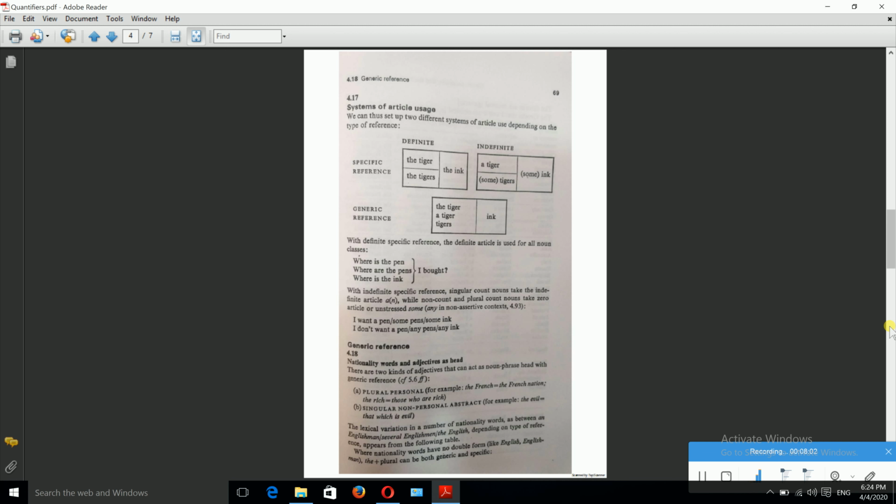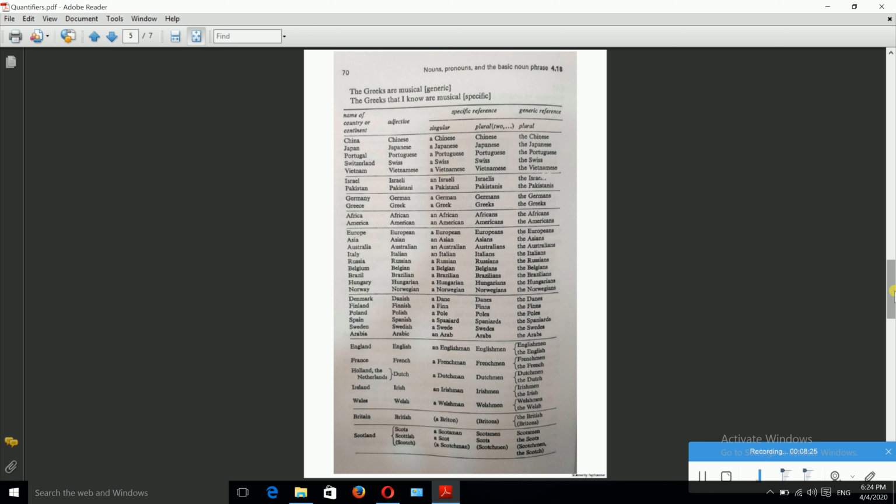Where nationality words have no double form, like English and Englishman, the plus plural can be both generic and specific in reference. Page 70: the Greeks are musical. Here it is generic. Why? Because it is used as typical, my dear students, or normal, the Greeks in general. While in the Greeks that I know are musical, it is specific, because I refer to a certain group of people.